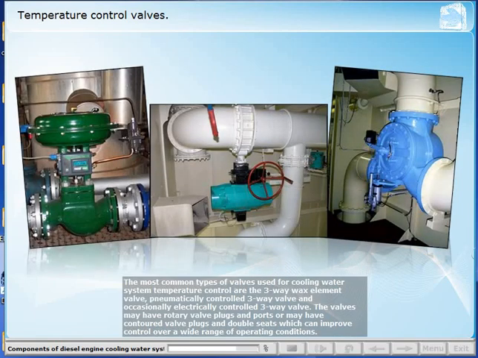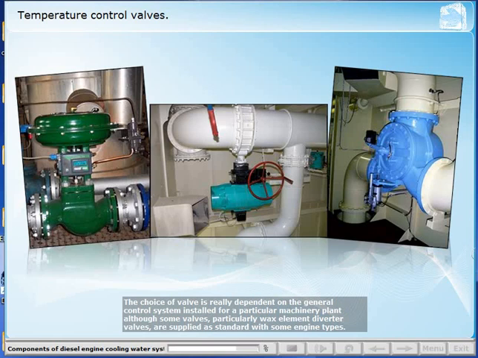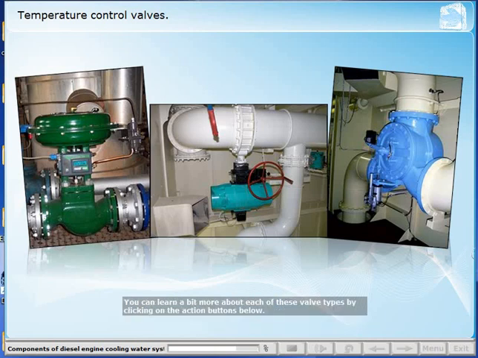The most common types of valves used for cooling water system temperature control are the three-way wax element valve, pneumatically controlled three-way valve, and occasionally electrically controlled three-way valve. The valves may have rotary valve plugs and ports, or may have contoured valve plugs and double seats, which can improve control over a wide range of operating conditions. The choice of valve is really dependent on the general control system installed for a particular machinery plant, although some valves, particularly wax element diverter valves, are supplied as standard with some engine types. You can learn a bit more about each of these valve types by clicking on the action buttons below.